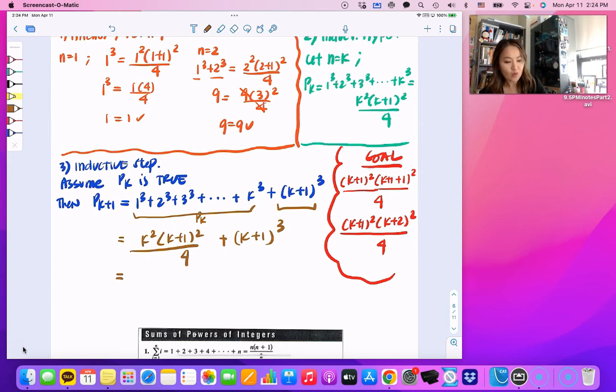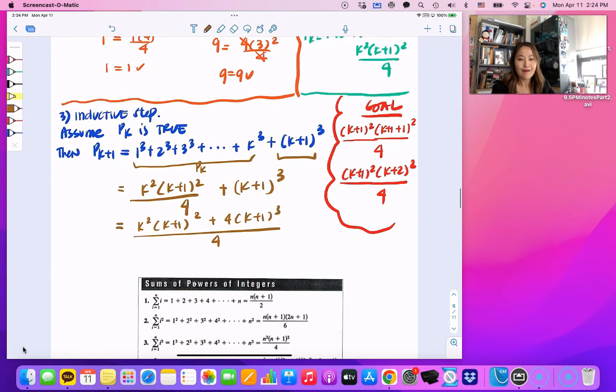So we're going to combine this into one fraction. k squared times k plus 1 squared, plus I'm going to multiply this guy by 4 over 4, which means it becomes 4 times k plus 1 cubed, all over 4. All right, it looks nothing like our goal. I know you're getting a little bit worried, but don't panic.